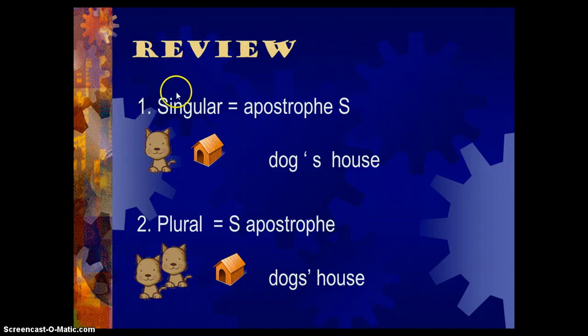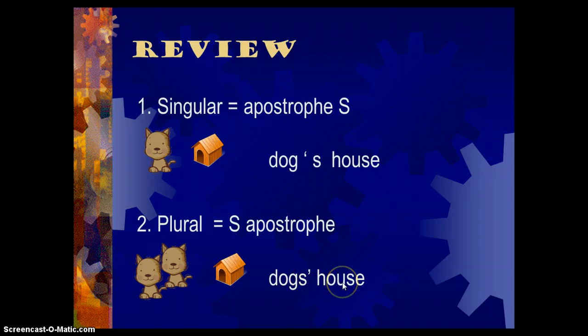So let's review. If it is singular, then we have apostrophe S. So it's one dog owning the house, the very next word. So it is the dog, apostrophe S, the dog's house. If there is plural, more than one, two dogs, and they're owning the house together, then we do the S apostrophe. So dogs, because there are more than one, and then S with the apostrophe at the end.